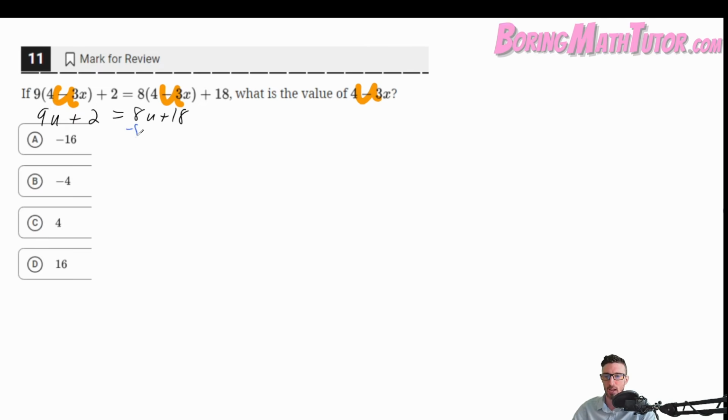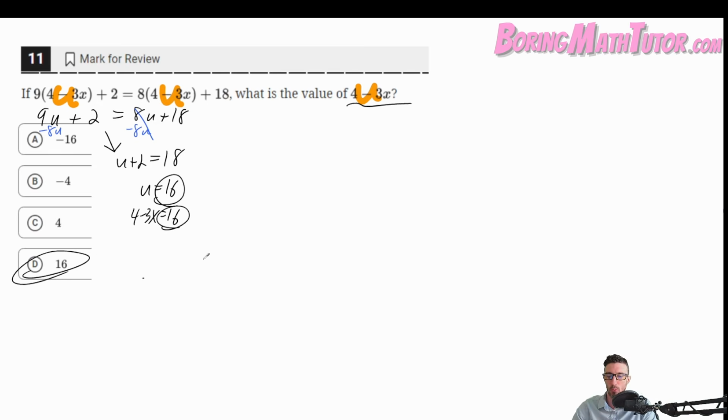How am I doing that? I am subtracting 8u on both sides. That means I will now have u plus 2 equals 18. That means u equals 16. What were they asking about? 4 minus 3x, but I called it u, so that means I already have my answer, because this is 4 minus 3x. 4 minus 3x is equal to 16. We done.